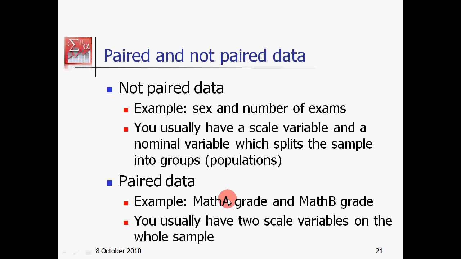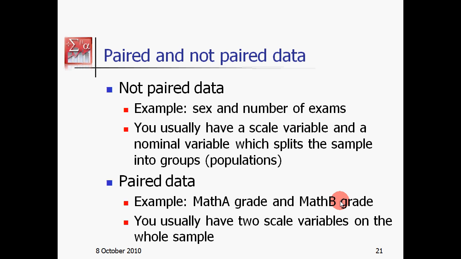Another example, different, may be the grade student receive in the exam of mathematics A and the grade student receive in the exam of mathematics B. In this case, the data are paired. It means that even though you have two different sets of grade, the grade for mathematics A and the grade for mathematics B, there is a perfect correspondence. So there is a student, John Smith, which has a grade in the first set, and the same student which has a grade in the second set. So this is the big difference between paired and unpaired data.